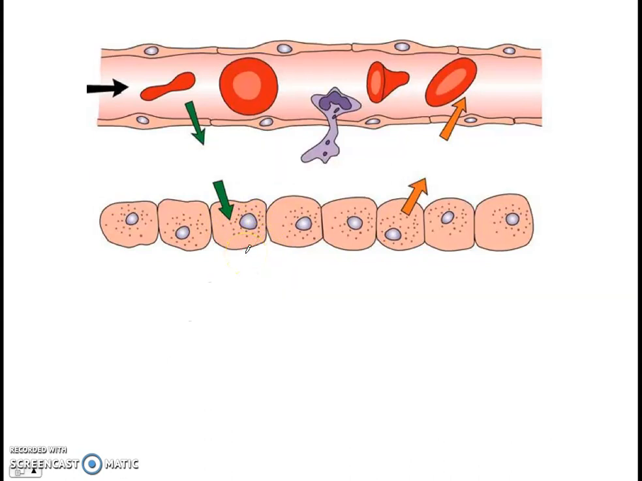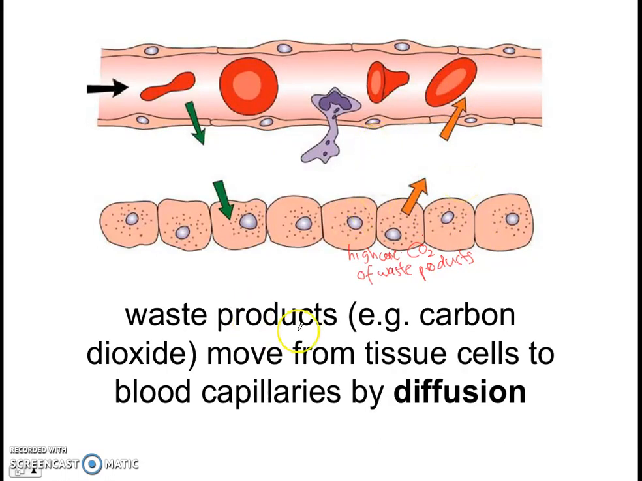Now at the same time, your tissue cells are producing a lot of waste substances. For example, carbon dioxide, right? There's a very high concentration of waste products such as carbon dioxide in the tissue cells, right? Compared to the capillaries, where there is a lower concentration of carbon dioxide and waste products. So waste products such as carbon dioxide will move from the tissue cells to the blood capillaries by diffusion. So these are waste substances moving by diffusion.